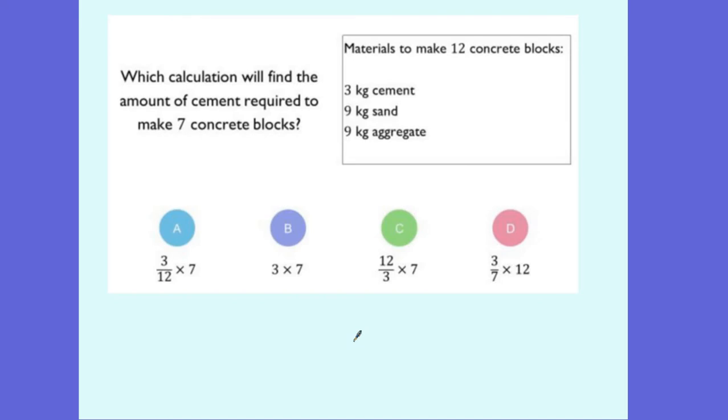And A, B, C, D cards, Year 7. Is it A, 3 divided by 12 times 7, B, 3 times 7, C, 12 divided by 3 times 7, or D, 3 divided by 7 times 12? Cards up in 3, 2, 1. Cool, it's A. Because we know that we need 3 kilograms for 12, so if I divide 3 by 12, I can work out how much it is for 1 block. If I then multiply that by 7, that tells me how much I need for 7 blocks.